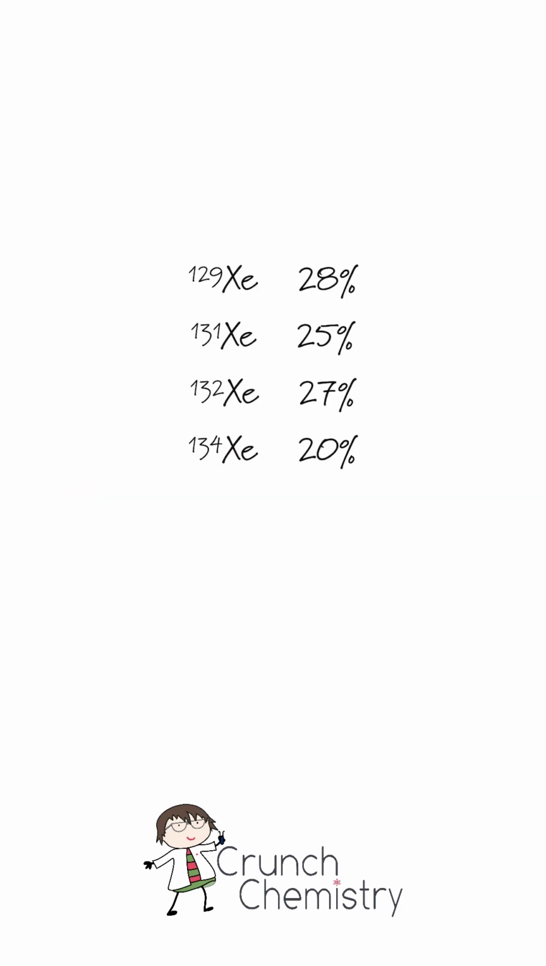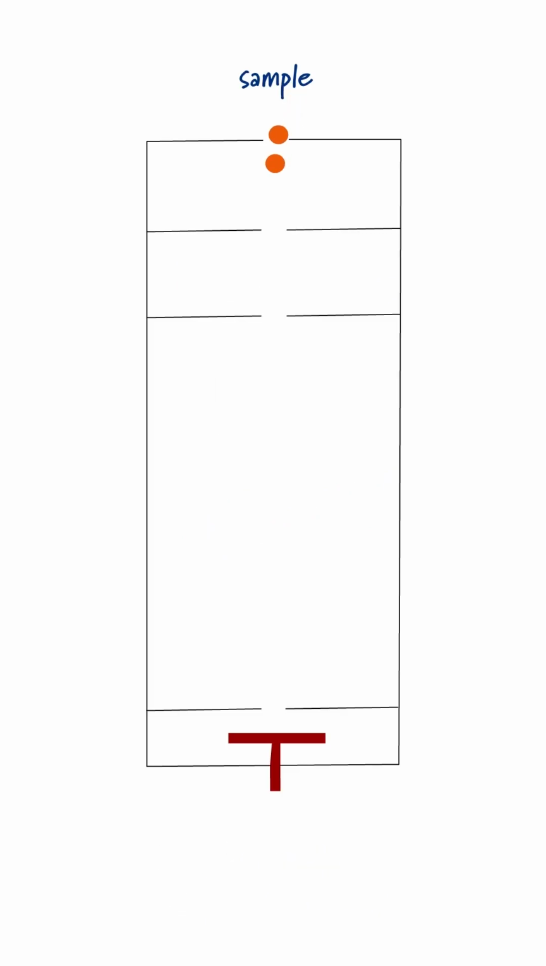For example, if I were to put a sample of xenon into a mass spectrometer, it would tell me that I have 4 different isotopes. It would give me the mass of each isotope and the abundance. And I can calculate the relative atomic mass of xenon to be 131.31.